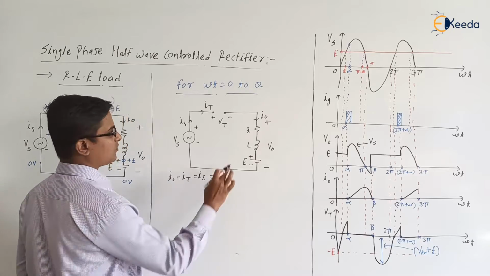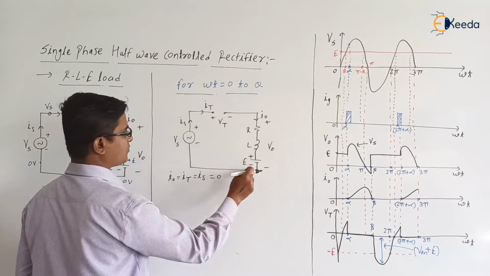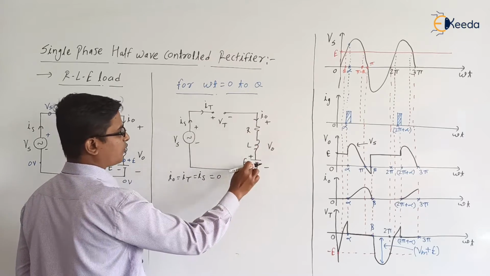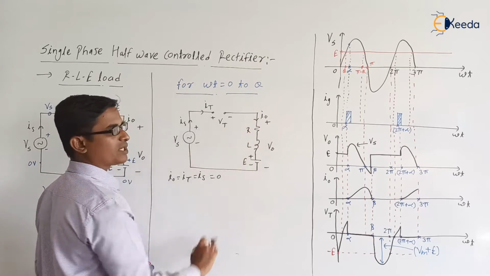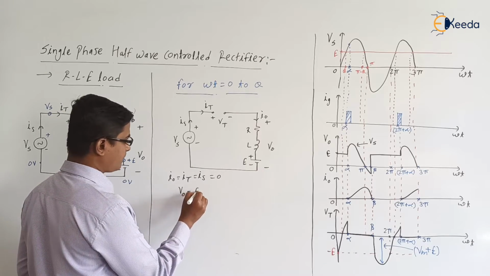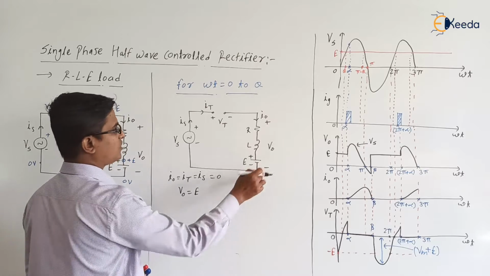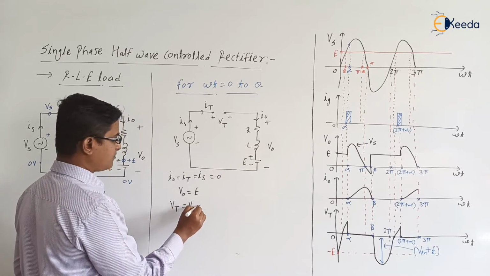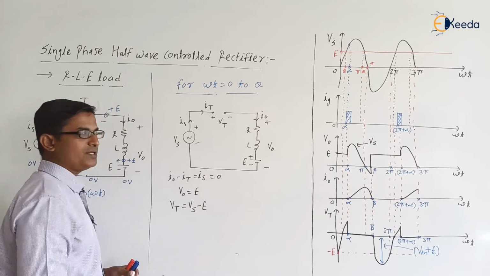Okay, next, what is the V0? If you check, V0 is equal to E. Because voltage across RL branch is 0, potential difference between these 2 points is equal to potential across the EMF. So V0 is equal to E, right? What is the Vt? We can write Vt is equal to Vs minus E. Vt is equal to Vs minus E.